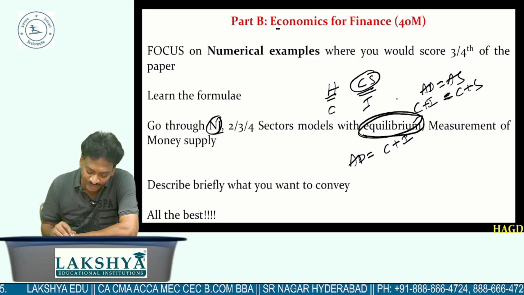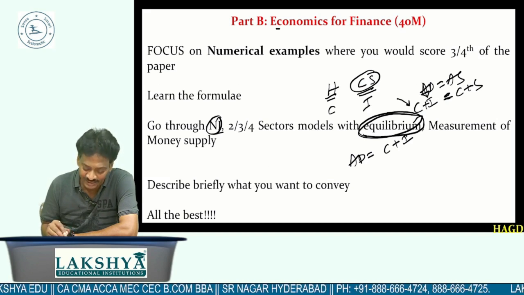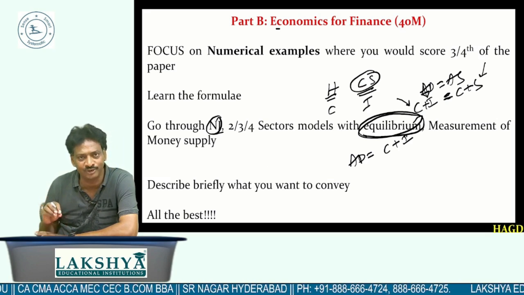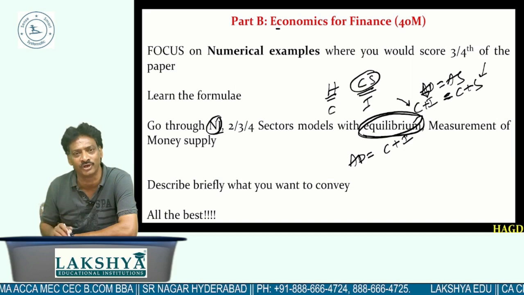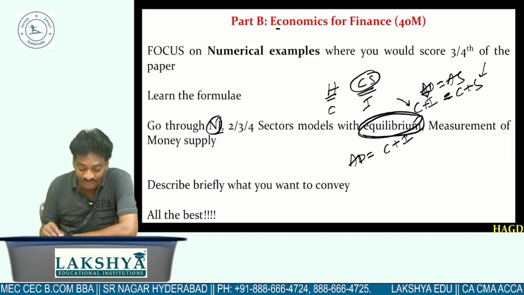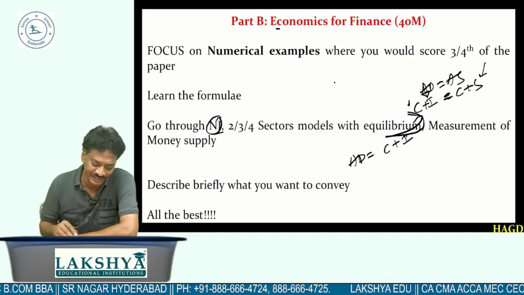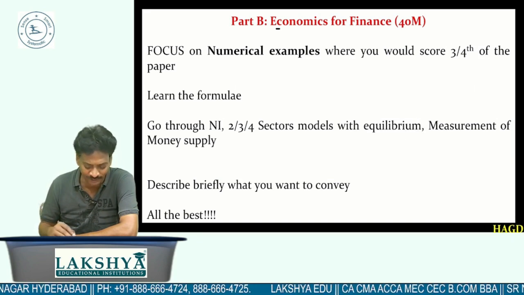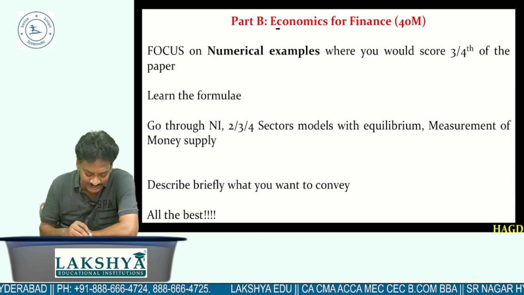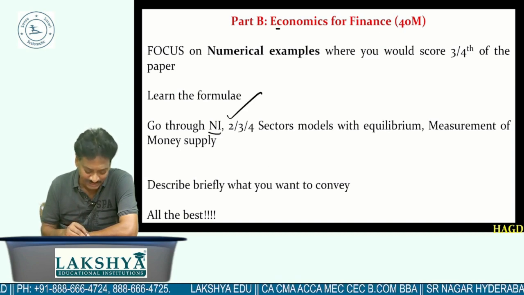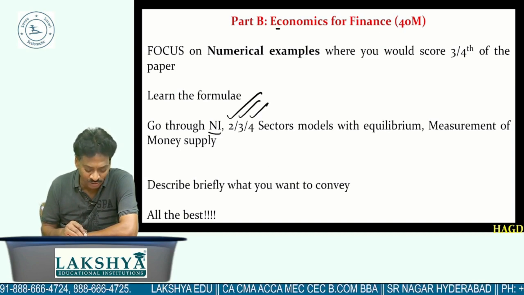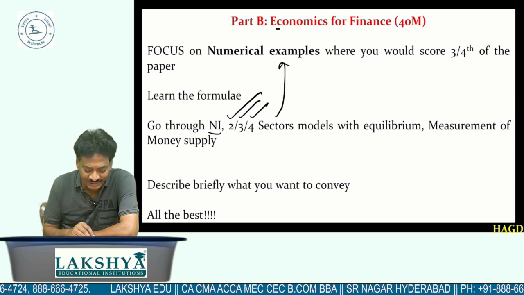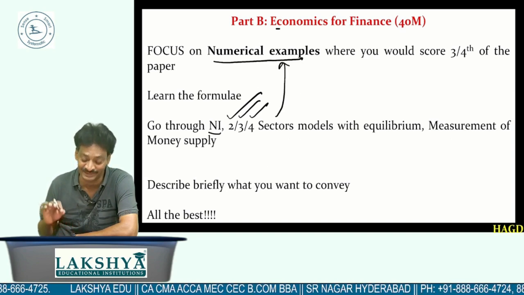Now you will be given values for C, I and S, and you are supposed to calculate and find out the equilibrium point. The equilibrium takes place only when AD is equal to AS, and AD stands for aggregate demand and AS refers to aggregate supply. So you have to go through this national income, two-sector model, three-sector model, four-sector model. Ensure that you are dealing with these concepts with numerical examples rather than theory.